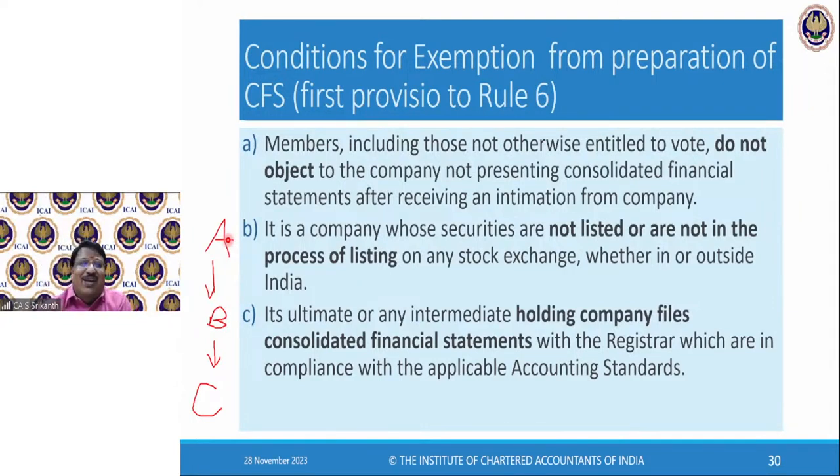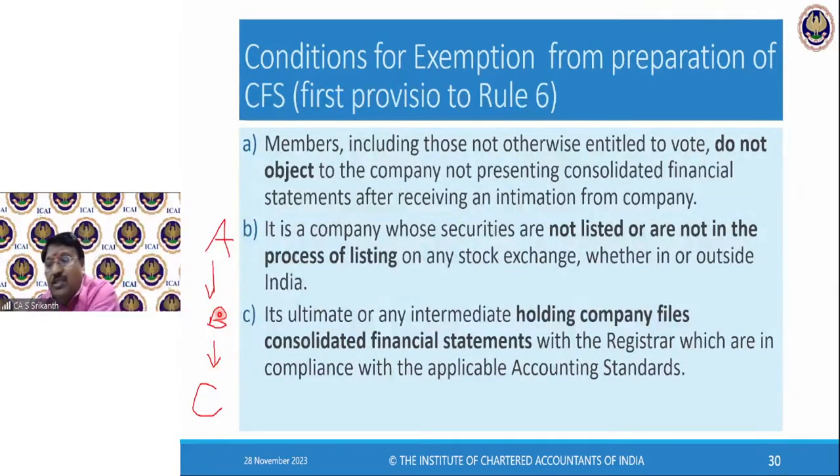Can you have a part A by example? Part A. Now you are doubtful is part A. B Limited has shareholders. It has equity shareholders who have voting rights. It also has equity shareholders with differential voting rights, where they get dividend but no voting rights. Even those people who are not otherwise entitled to vote should not object to the company not presenting CFS, consolidated financial statements.